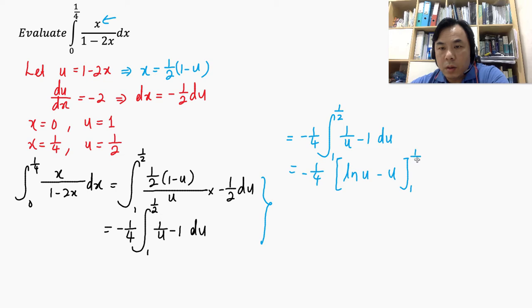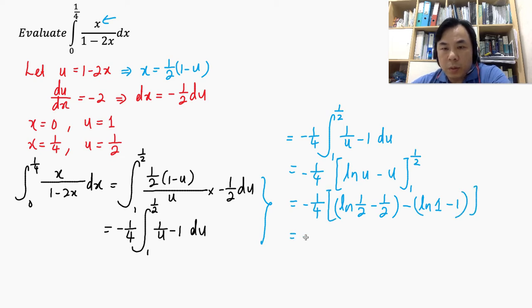Okay, alright, now basically we are done. All we need to do is just substitute the appropriate upper boundary or lower boundary. Therefore, let's see whether we get the same answer as before. Okay, we have here a ln half minus a half, and then subtract off ln 1 minus a 1.